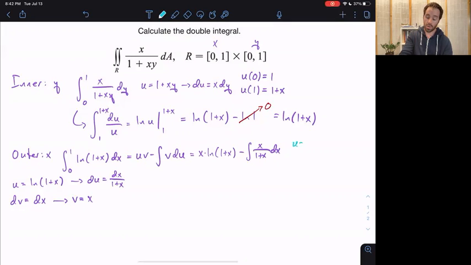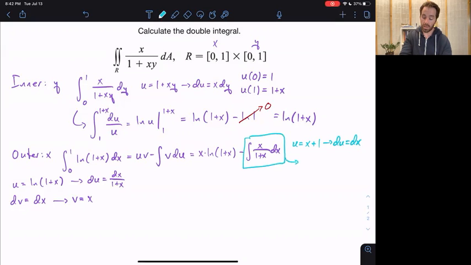Say that u equals x plus 1. Then, of course, du equals dx. But now we get to write this in a much more convenient way. So this integral is going to be the integral of x, which is now u minus 1, and 1 plus x, well, that's the same as x plus 1, or simply u.